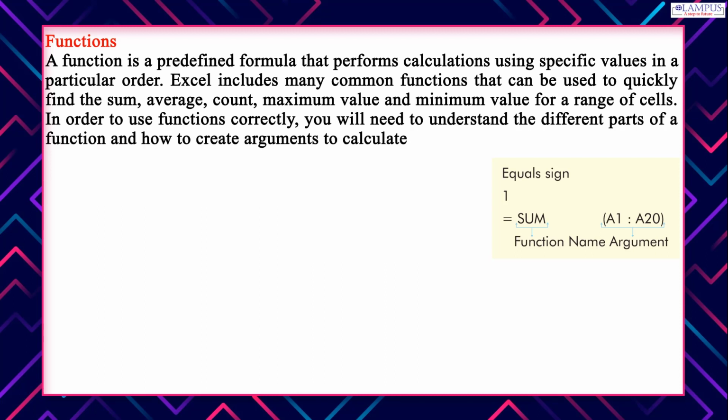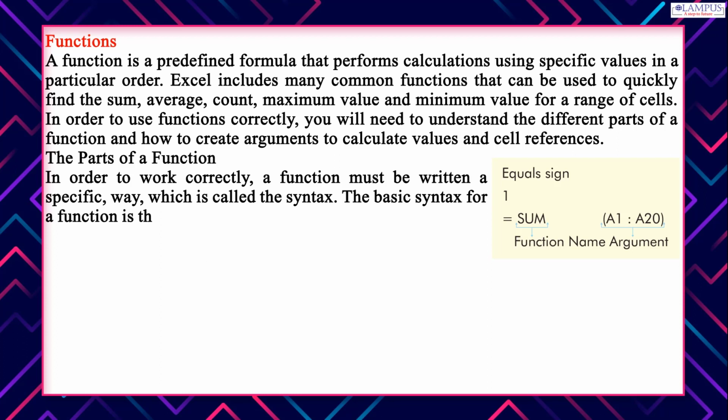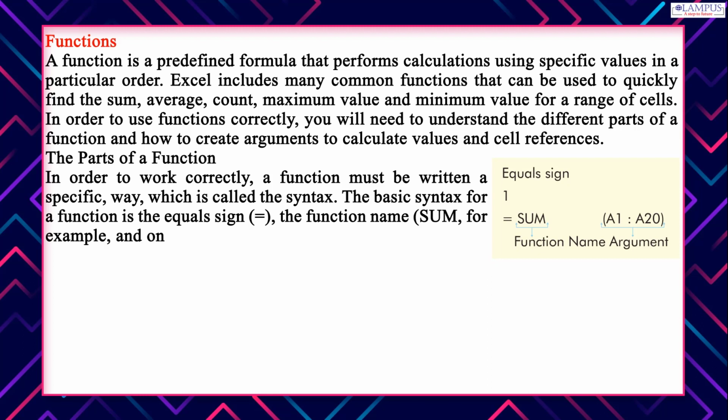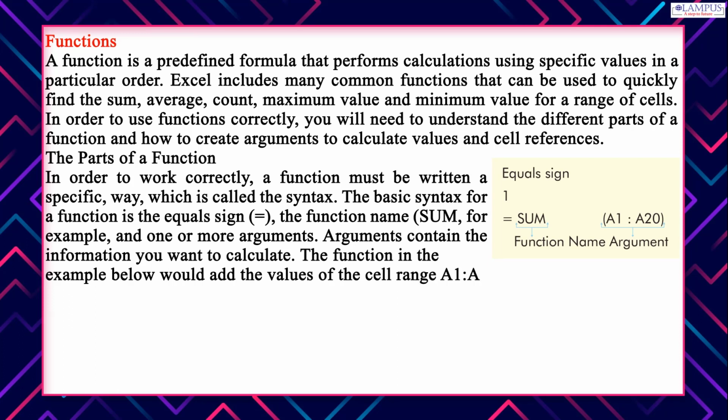The parts of a function. In order to work correctly, a function must be written a specific way, which is called the syntax. The basic syntax for a function is the equal sign, the function name, SUM for example, and one or more arguments. Arguments contain the information you want to calculate. The function in the example below would add the values of the cell range A1 to A20: equals sign, SUM(A1:A20). Function name, argument.